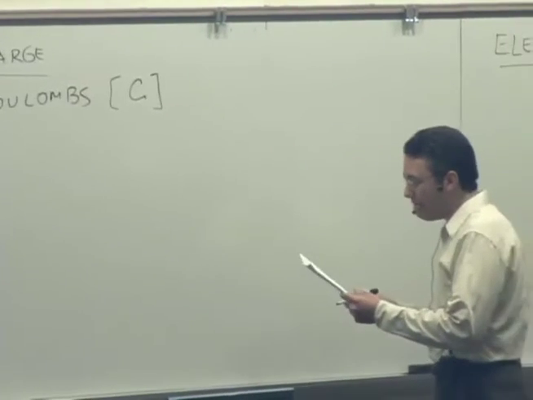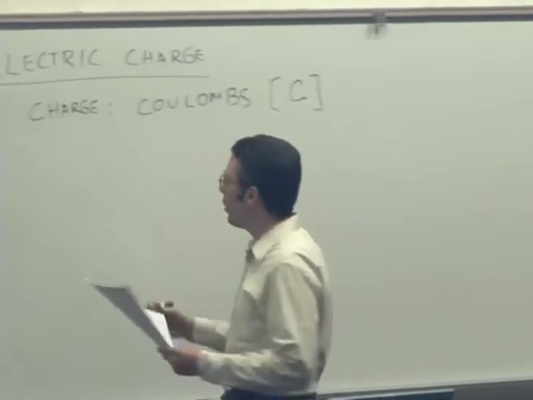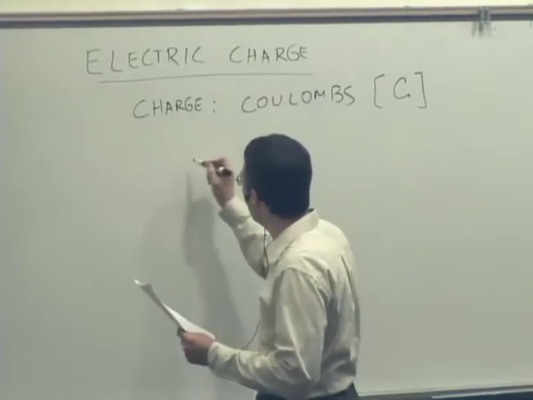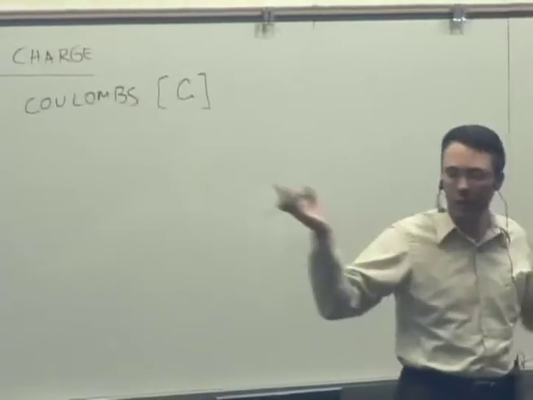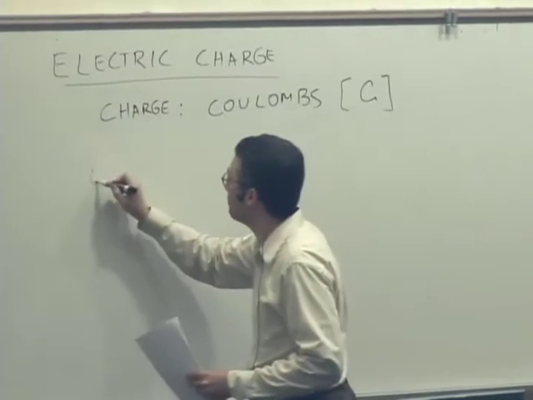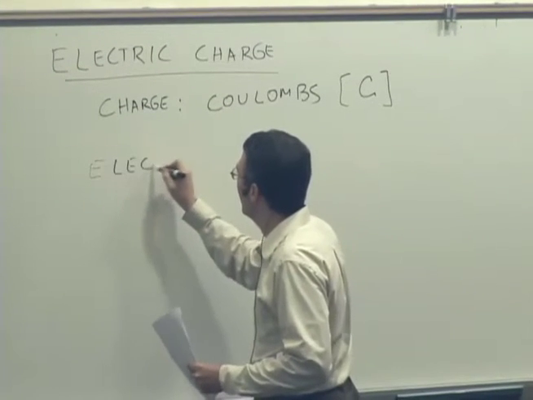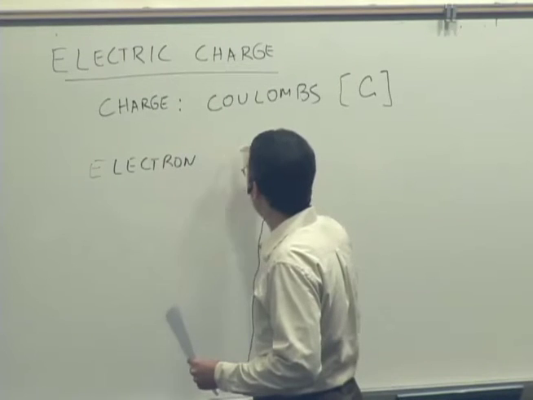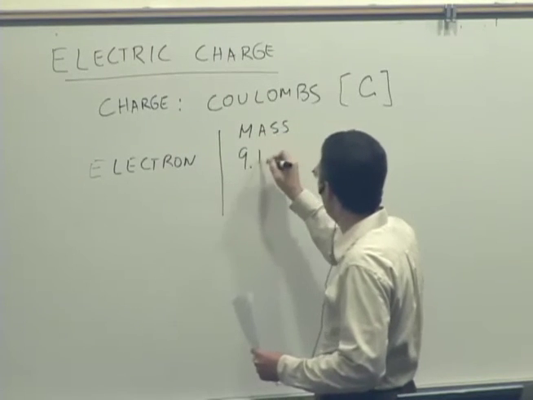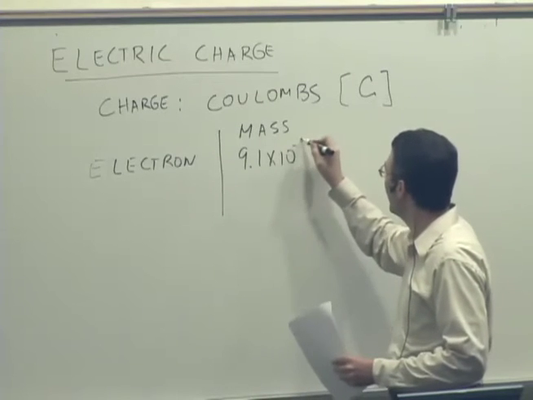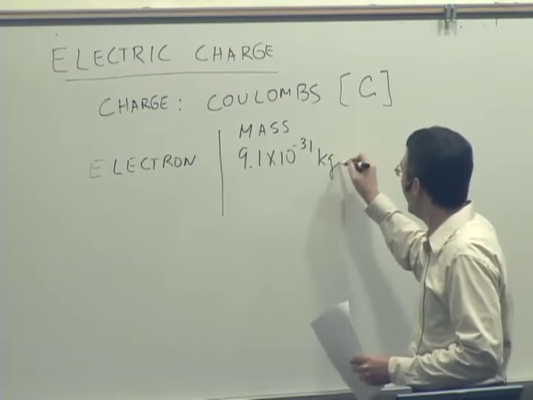And there are lots of different particles that have charge, right? So name some particles that have an electric charge, some familiar ones. Electrons. Okay, electrons have charge, right? In fact, let's give the mass and the charge. So the mass of an electron is about 9.1 times 10 to the minus 31 kilograms.